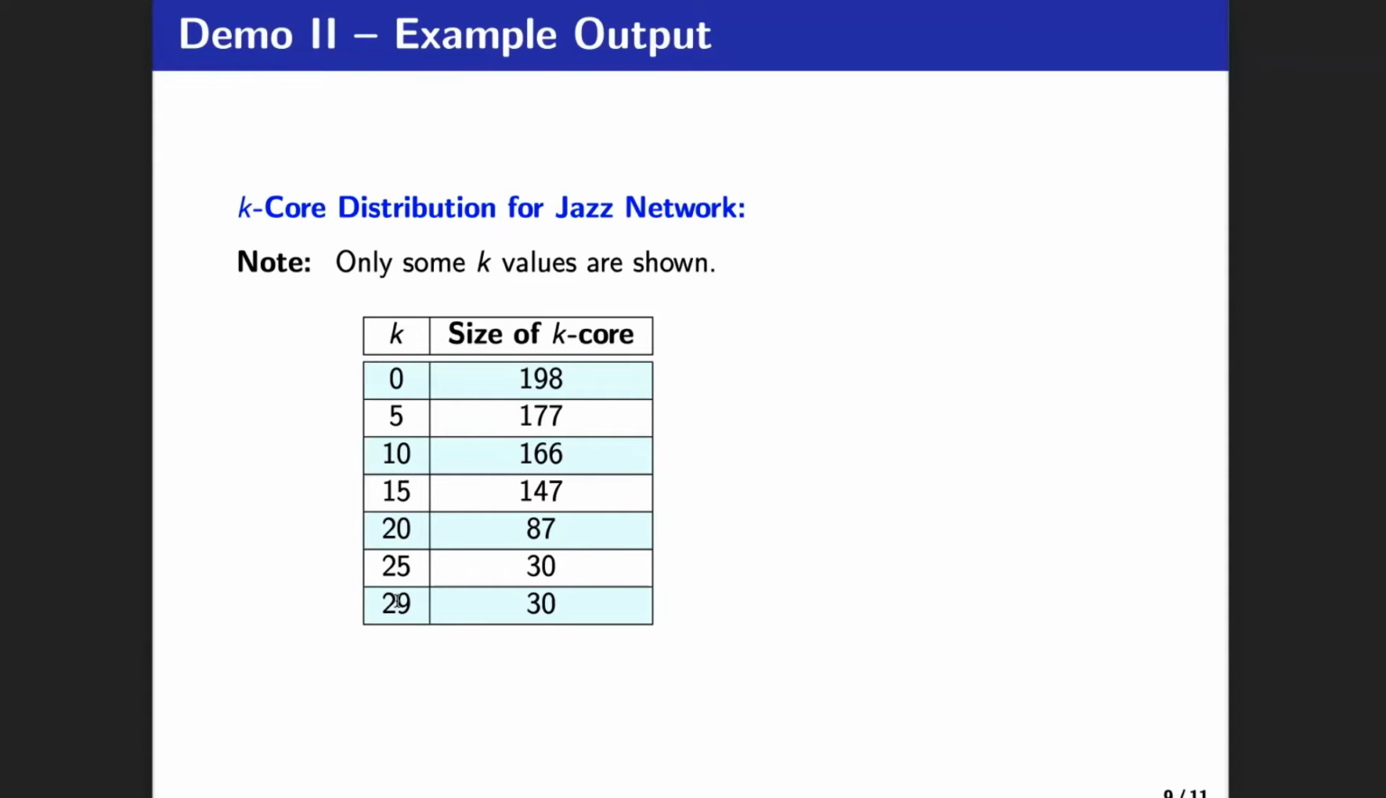The largest K core value is 29, and there are 30 nodes in it. Yet these 30 nodes, each of them has a degree of at least 29. So what this means is that these 30 nodes form a complete graph, or a clique, in the Jazz network. So this is an interesting observation. You can get such things.